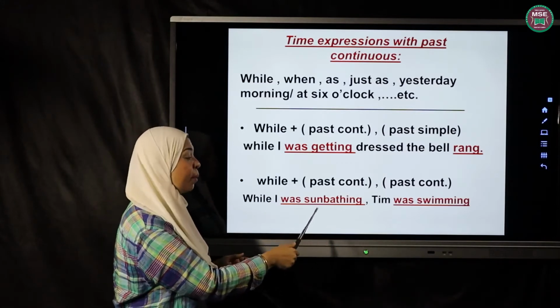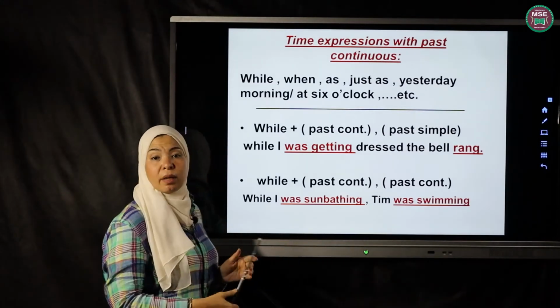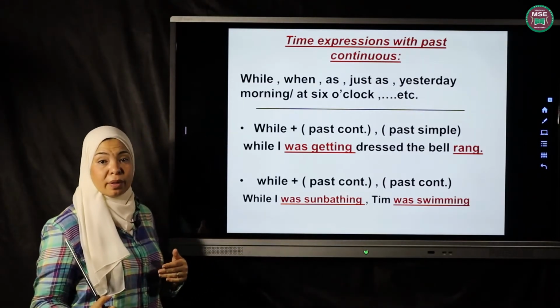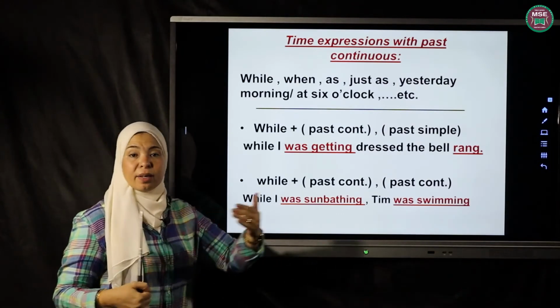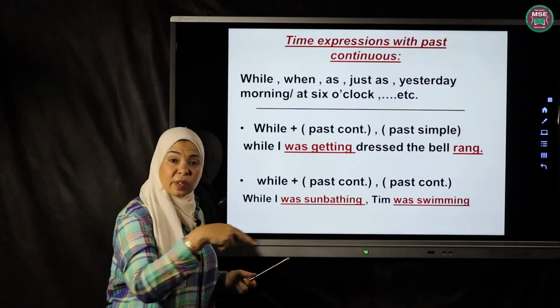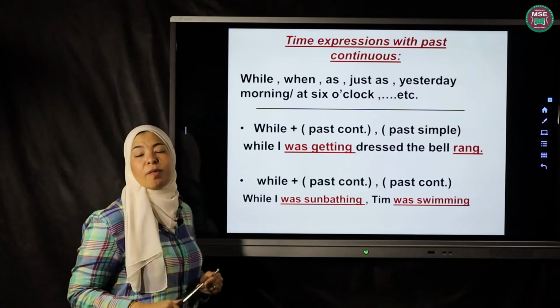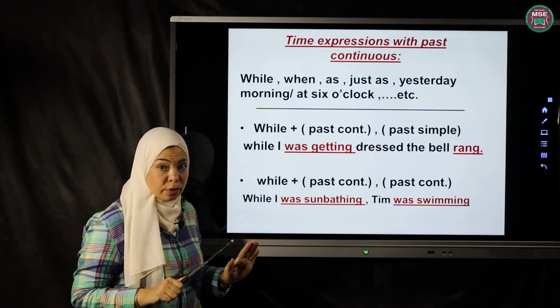While I was sunbathing, Ted was swimming. He was swimming and I was sunbathing. He didn't interrupt me and I didn't interrupt him. Two simultaneous actions, using while at the beginning of the sentence also. Understood? Okay.